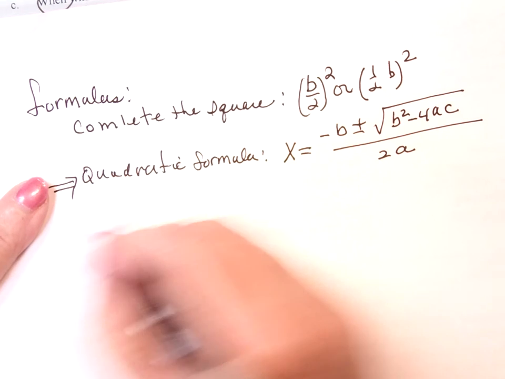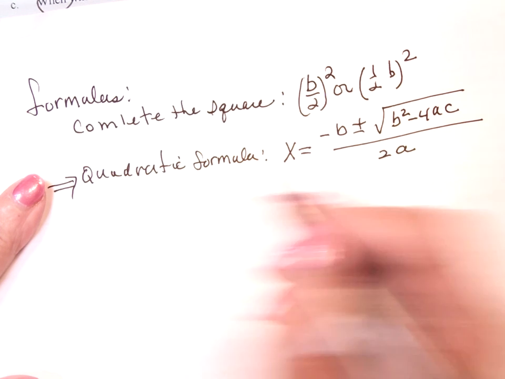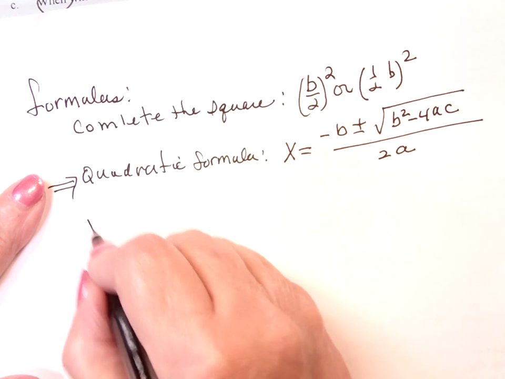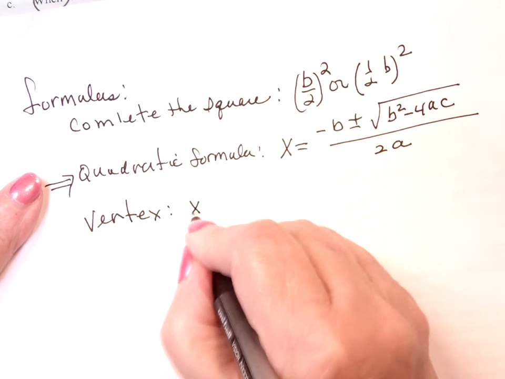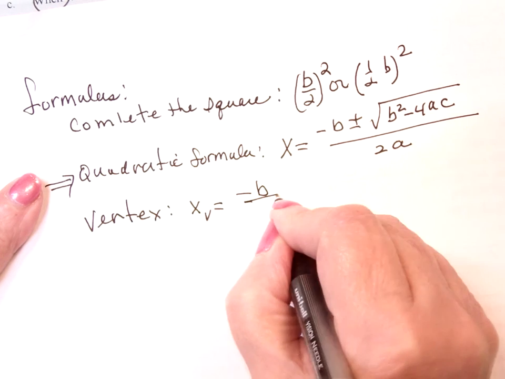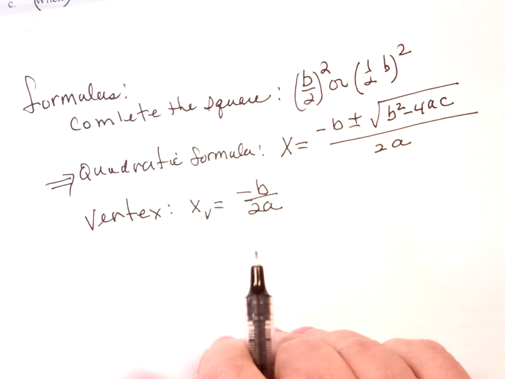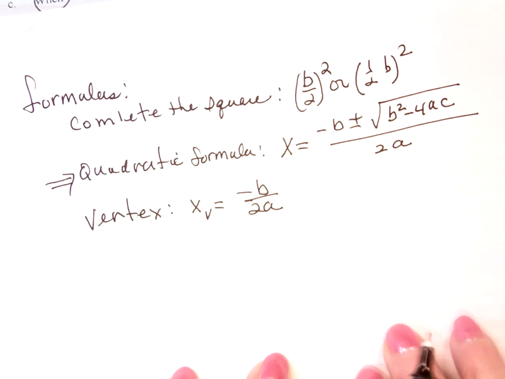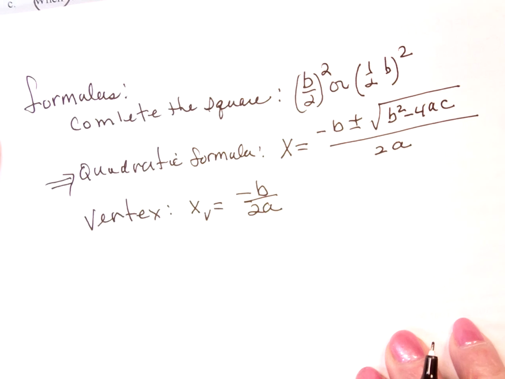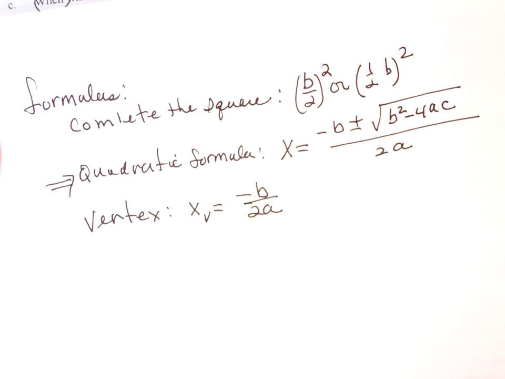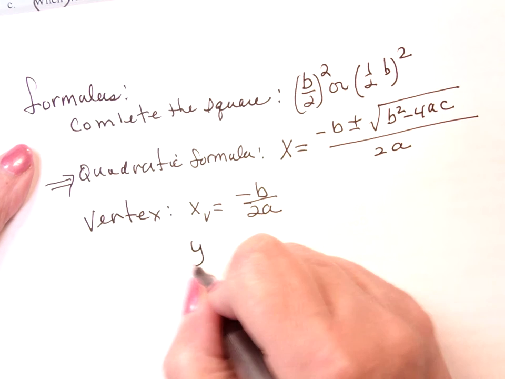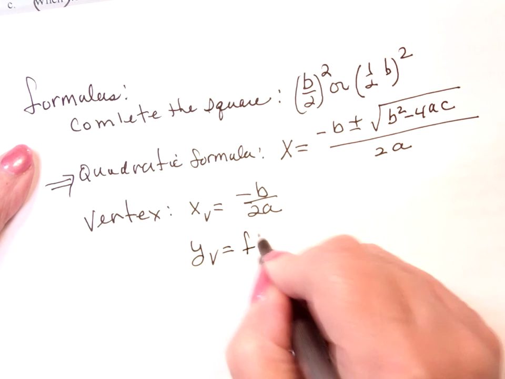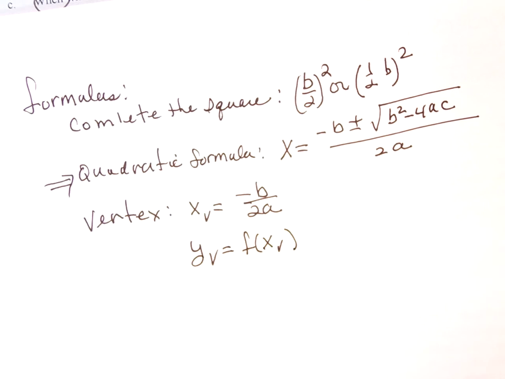The last formula was the formula that we use for the vertex. And the x-coordinate of the vertex is minus b over 2a. This is another one, because of the word problems that are on the test, that you do need to know: the quadratic formula and the formula of the vertex. If you forget completing the square, that's only one problem. But these other ones are going to come around more than once. And then the y-coordinate of the vertex is f of the x-coordinate of the vertex.